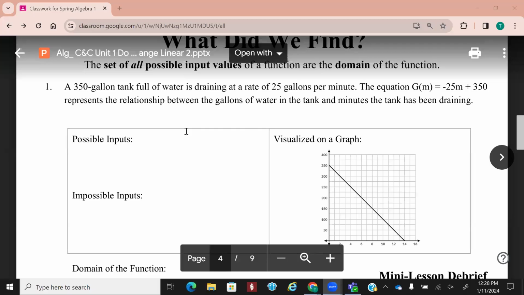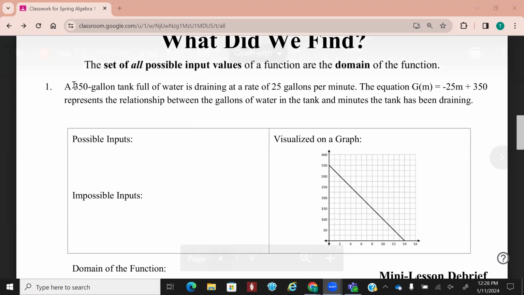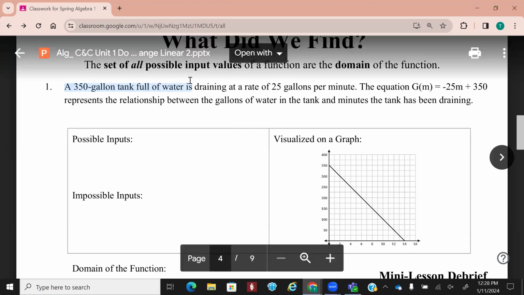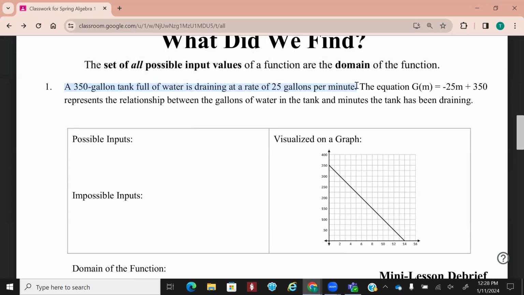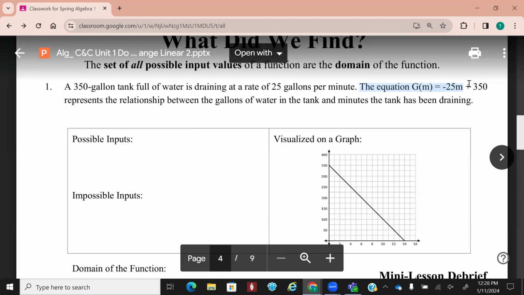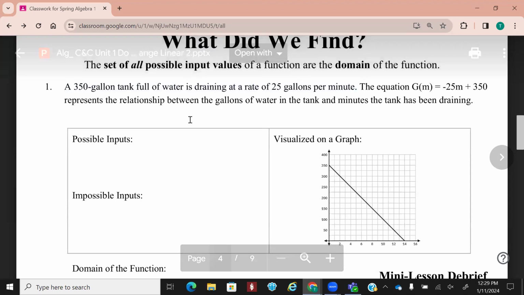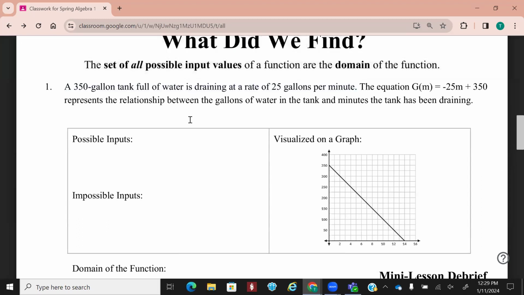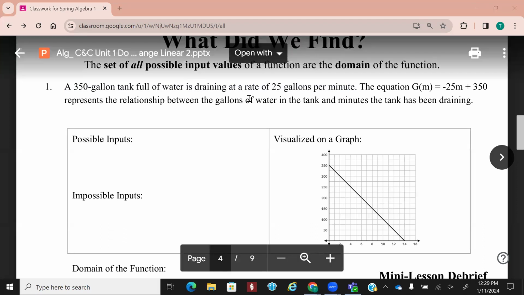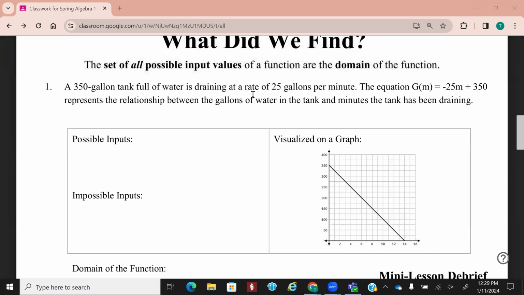So skipping down to this page, ready? You've got a 350-gallon tank full of water, and it's draining at a rate of 25 gallons per minute. The equation G of M is equal to negative 25 M plus 350. Down on the page, it's one of the little boxes. It's called What Did We Find?